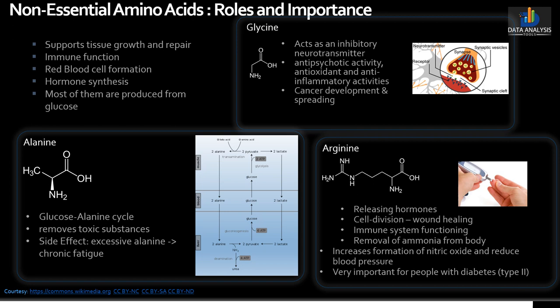Arginine. Arginine is categorized as a conditionally essential amino acid in newborns and a non-essential amino acid in the rest of the human population. Arginine is one of the most common ingredients in polypeptides and proteins and assists to ensure a healthy immune system through increased T cell production. Arginine plays an important role in releasing hormones, cell division, wound healing, functioning of the immune system, removal of ammonia from the body, to name a few. It can help treat angina, coronary artery disease, clogged arteries, peripheral vascular diseases, etc.